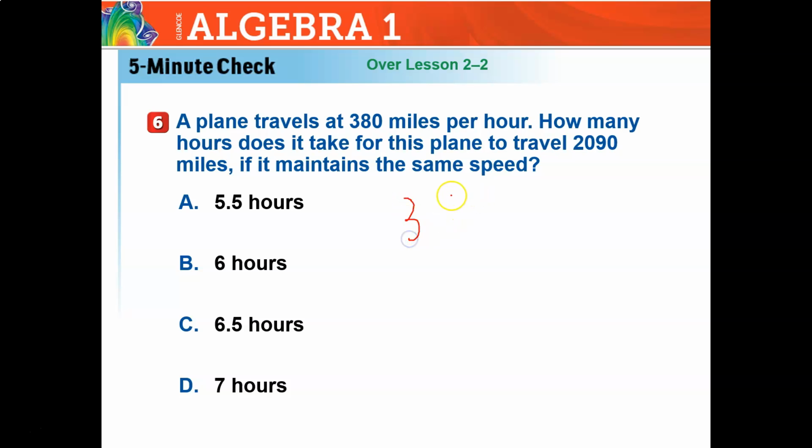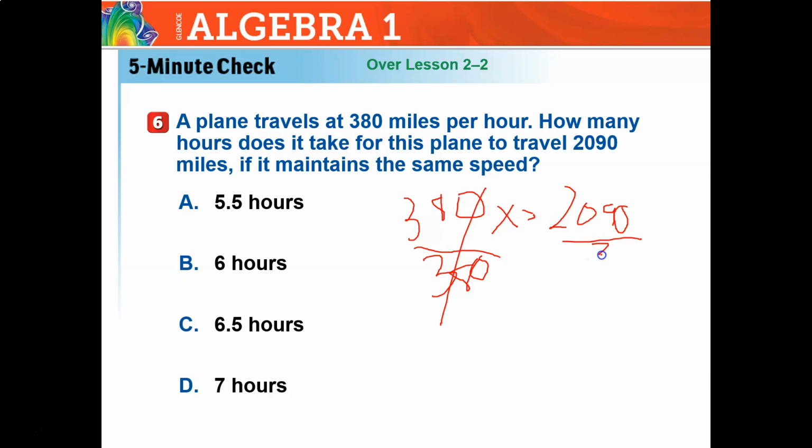So we know 380 times x equals 2,090. To solve this, you do the opposite. What's the opposite of multiply by 380? Divide by 380. That cancels out. We're left with x equals 2,090 divided by 380. What do you get?